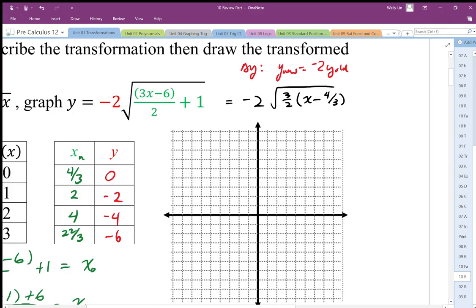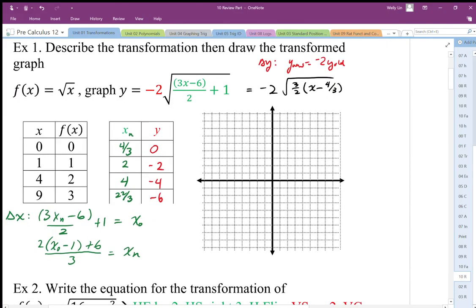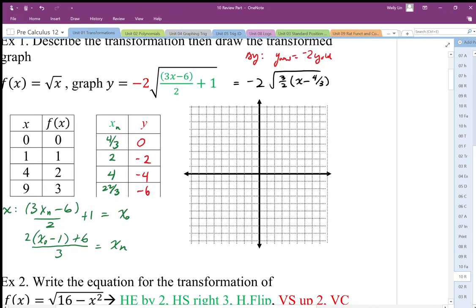Okay, and that represents then where my vertex would end up. So my vertex has been shifted 4/3 to the right. Just double checking here. When x is 0, I get -2. Yeah, that's 4/3. So I've gone 4/3 to the right, and I've got a horizontal compression of 2/3.